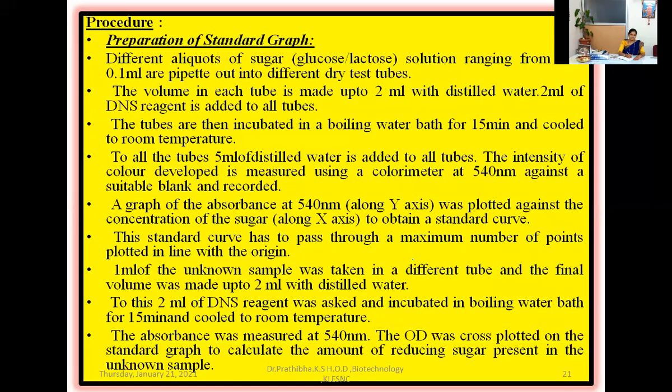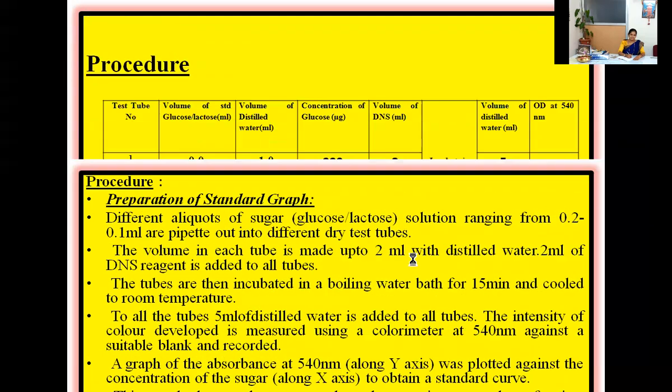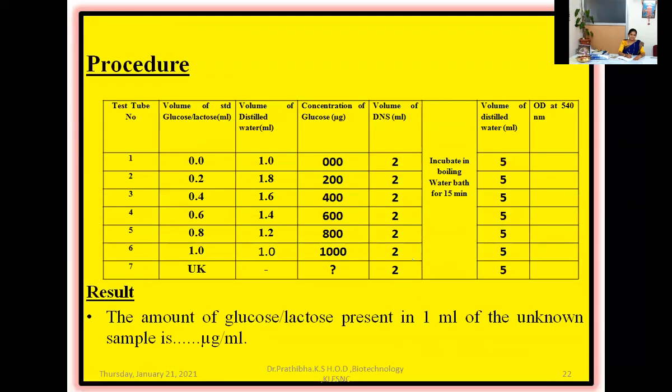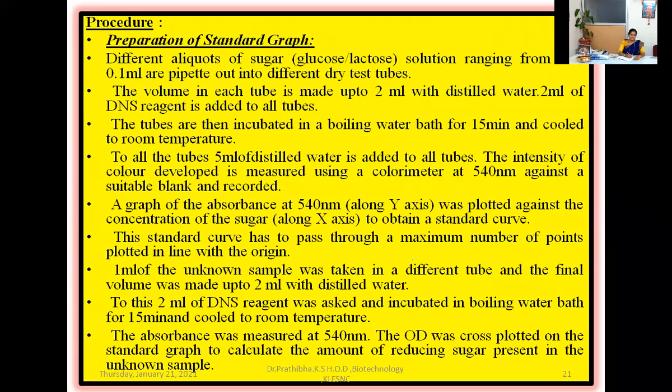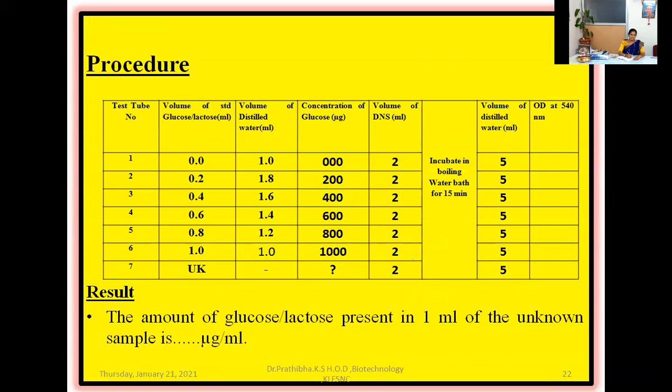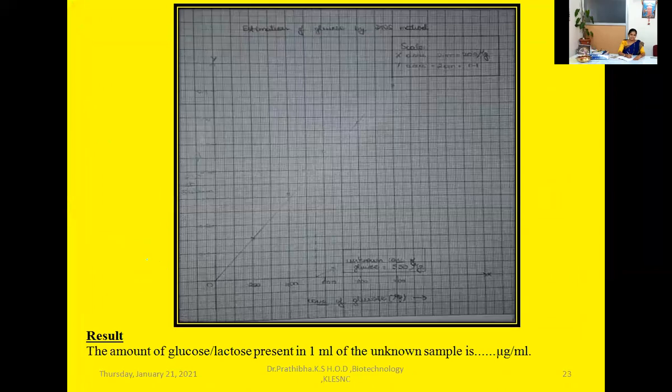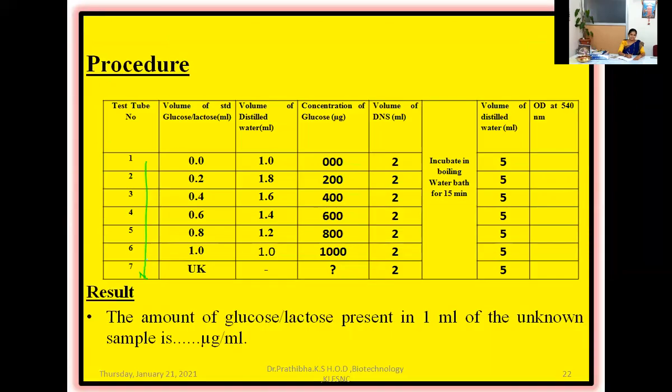Then preparation of the standard graph, we'll understand while going through the tabular column. So this tabular column itself is a procedure. Don't write the procedure in the form of this flow chart. The tabular column itself is a procedure, so you need to write it properly. In the tabular column, first you need to take the 7 test tubes. This 7th test tube, you need to give to the examiner.